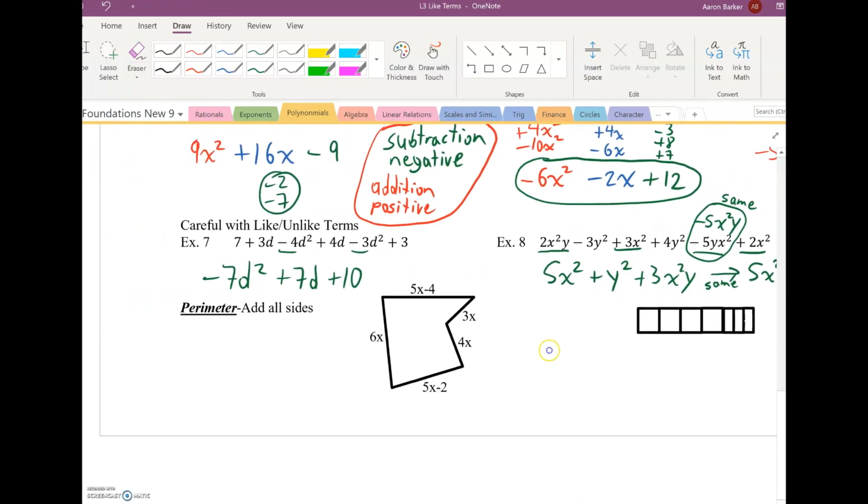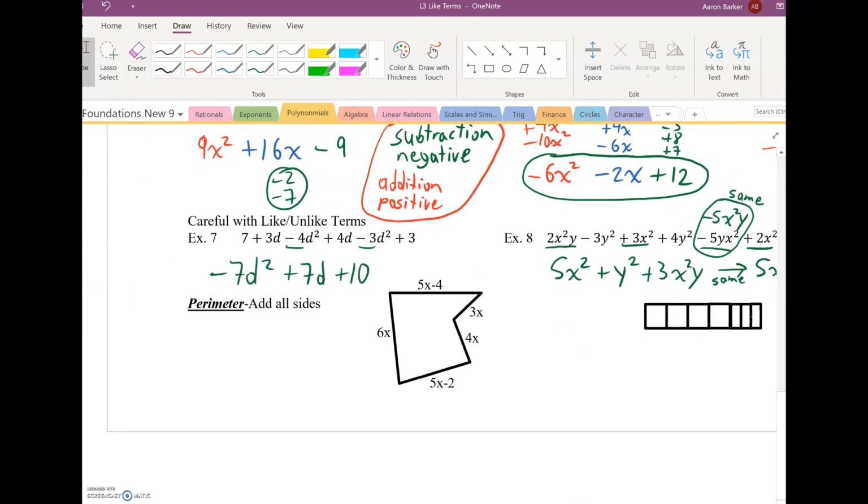Good. Last little bit then, kind of an application. You add up all the sides to find the perimeter of the shape. So you would add this side, add this side, add this side, add this side, and then of course put them all together. So what you're basically doing is adding up the lengths of each line. So it's really simple, okay? It is 5x minus 4 plus 3x plus 4x plus 5x minus 2 plus 6x.